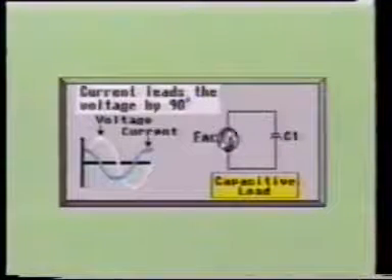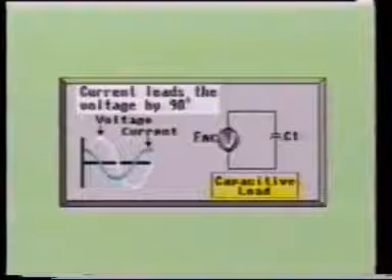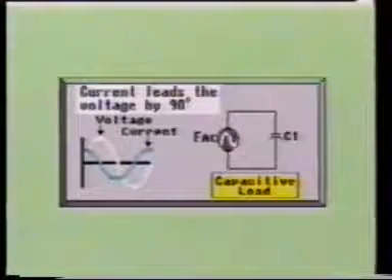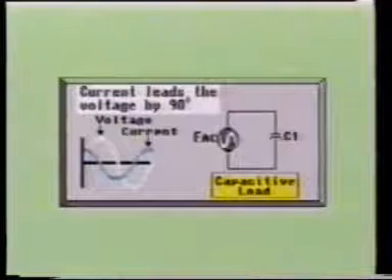Here we see an AC generator connected to a capacitor with a graph showing the voltage wave and the current waveforms. If you notice, the current is leading the voltage by 90 degrees. You will learn more about why this occurs when we discuss the capacitor.